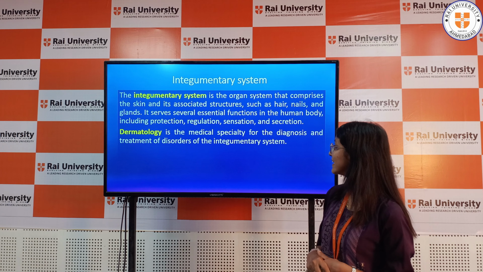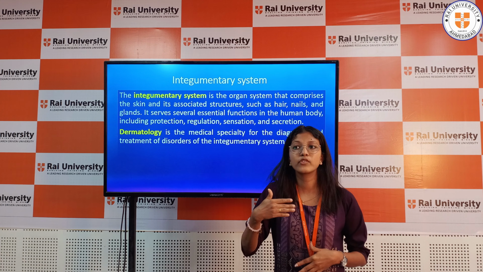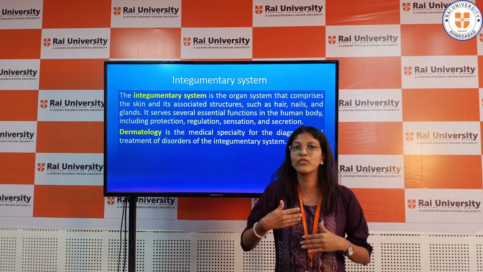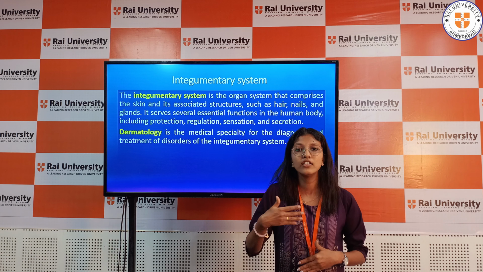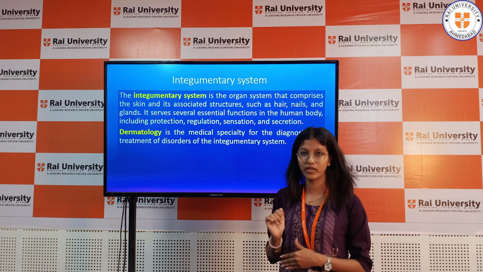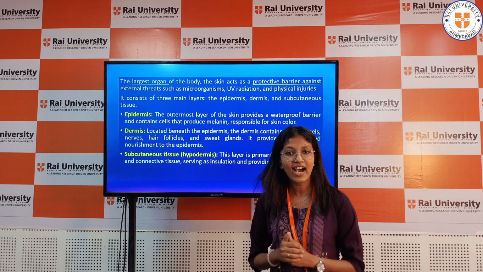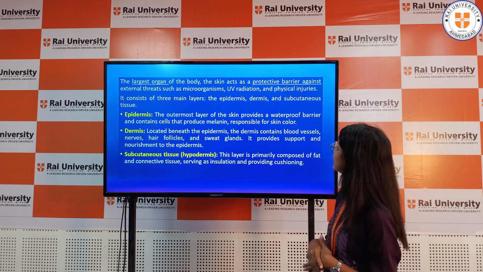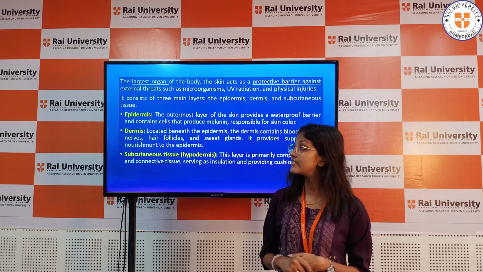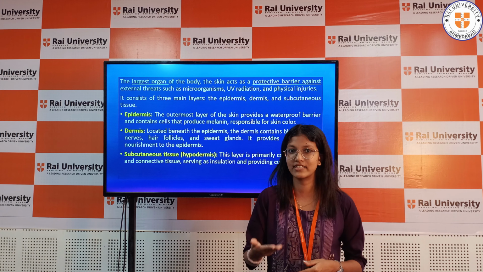Dermatology is the medical specialty for the diagnosis and treatment of skin. How we will treat our skin disorders and how we will diagnose skin related problems. And next, skin is the largest organ in our body and it acts as a protective barrier against external threats such as pathogens, etc.